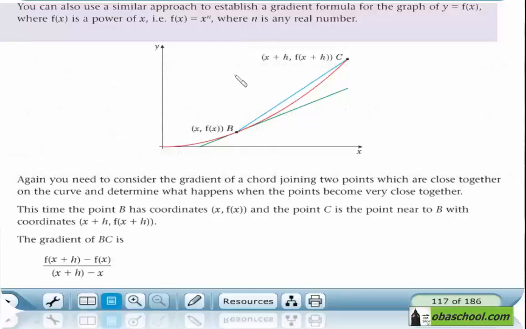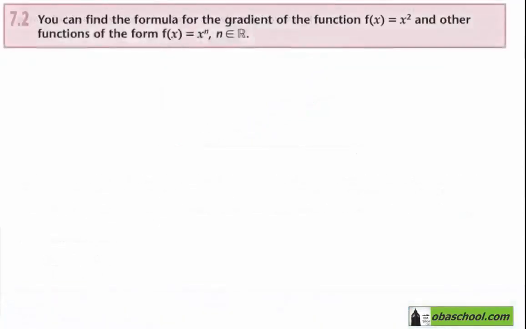Also on page 119 it says you can use a similar approach to establish a gradient formula for the graph of y equals f of x, where f of x is a power of x. That is to say, f of x equals x to the power n, where n is any real number. Now we are going to look into this sketch so we are able to find a formula.